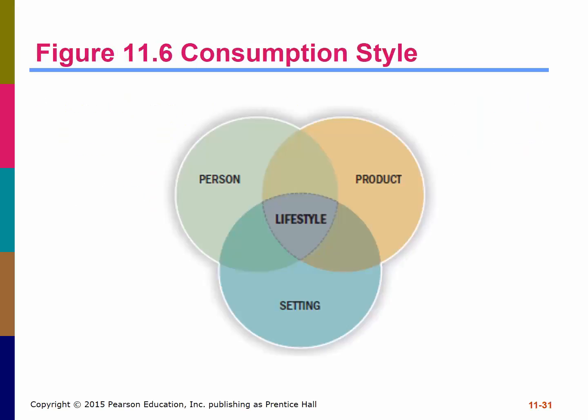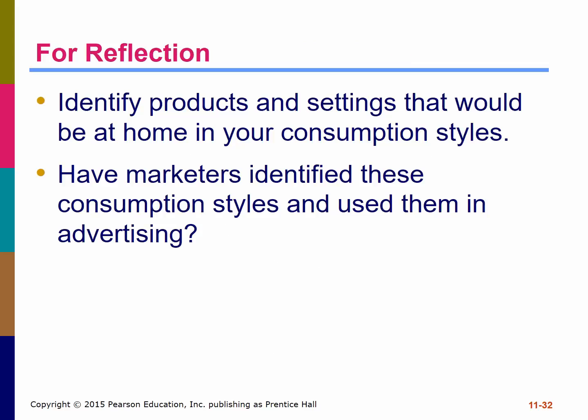The desire to associate a product with a social situation is a long-standing one for advertisers, whether they include a product in a round of golf, a family barbecue, or a night out. People, products, and settings result in an express consumption style which can be used as a cue. For reflection, identify products and settings that would be at your home in your consumption styles. Have marketers identified these consumption styles and used them in advertising?